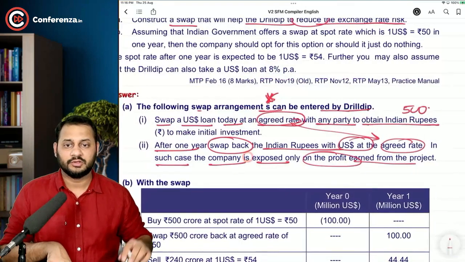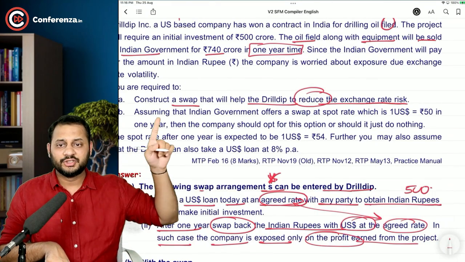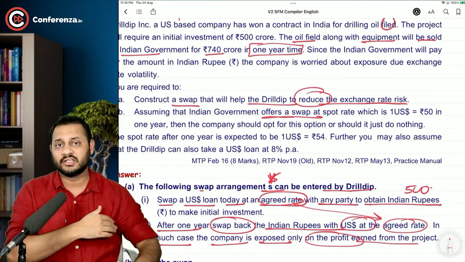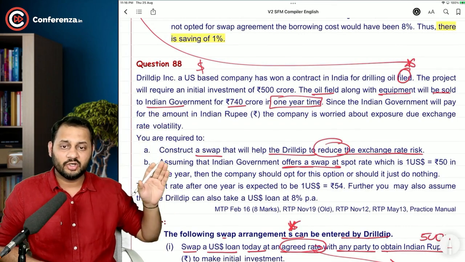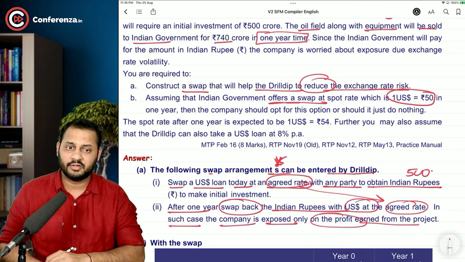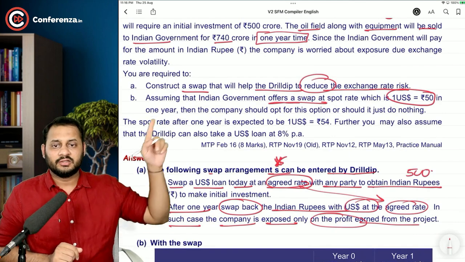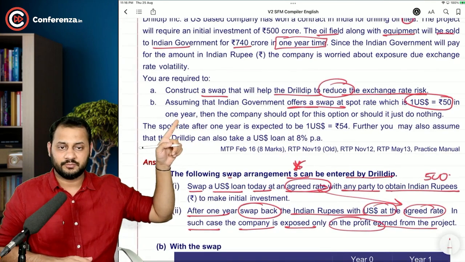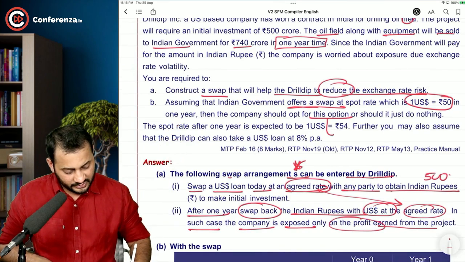Okay, now the second part of this question. The first part was all about theory. Assuming that the Indian government offers a swap. Now the Indian government itself is offering the swap. You understand? You will sell the project to the Indian government and the Indian government itself is offering the swap at a spot rate of rupees 50 per dollar. In 1 year, then should the company opt for this option, or should it just do nothing? Opt for this option means swapping.